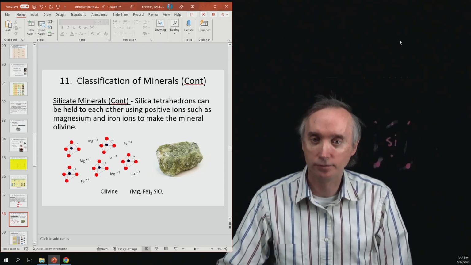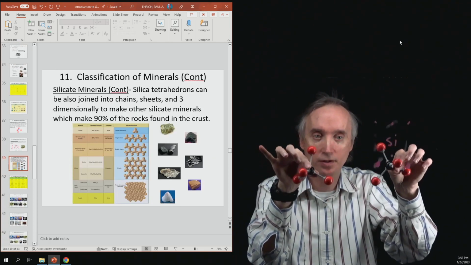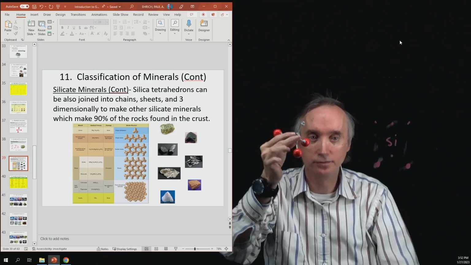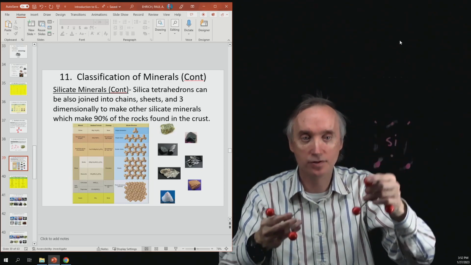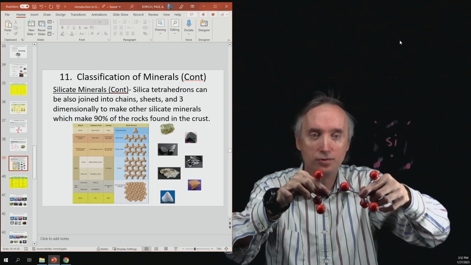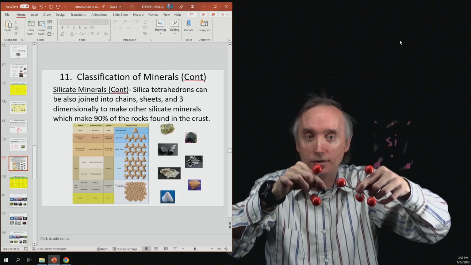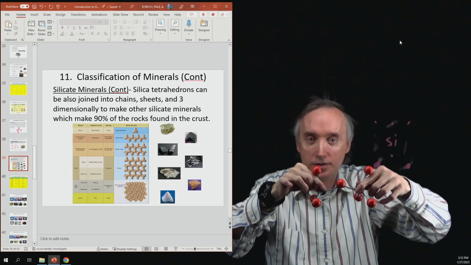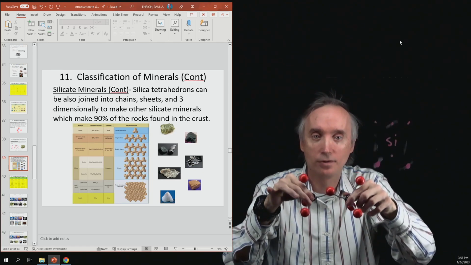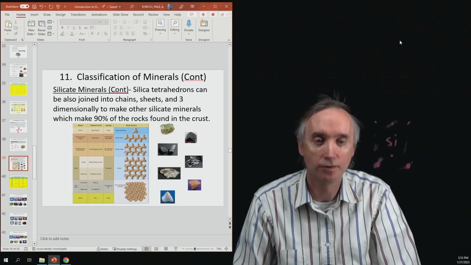Now let's try a different way of putting them together. What would happen, here are our two silica tetrahedrons, if I take off the oxygen on this one and I attach it to the oxygen on this one? Now notice that the two are sharing an oxygen in between them. That's another kind of mineral. If you look at this chart here, it shows that you can take these and make a chain out of them, and that's a particular kind of mineral.